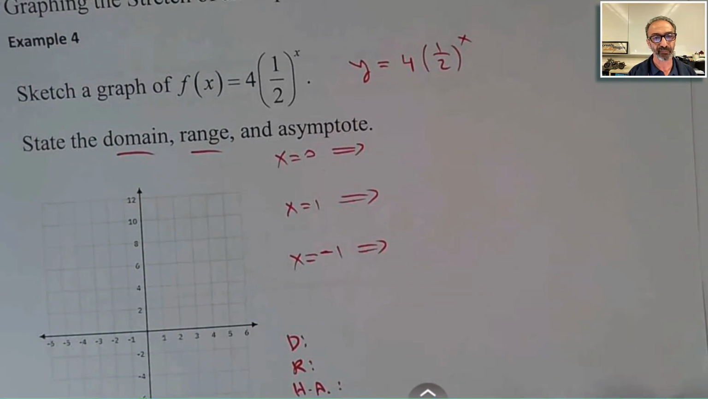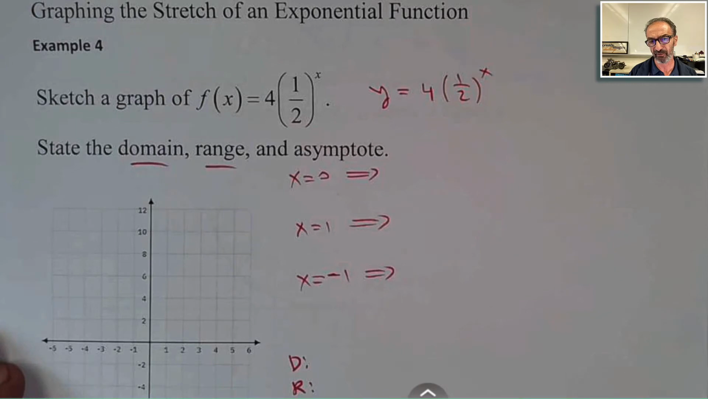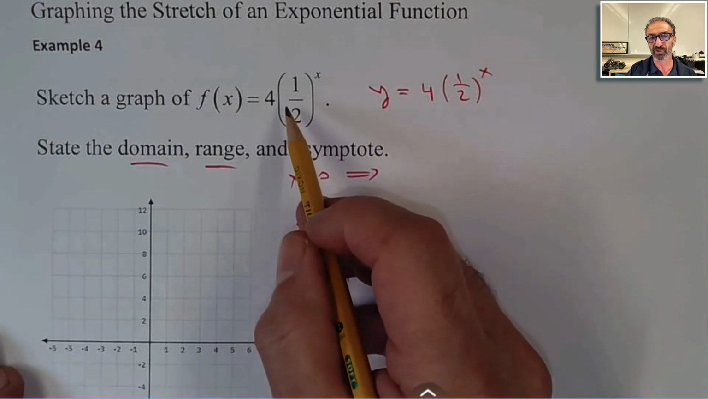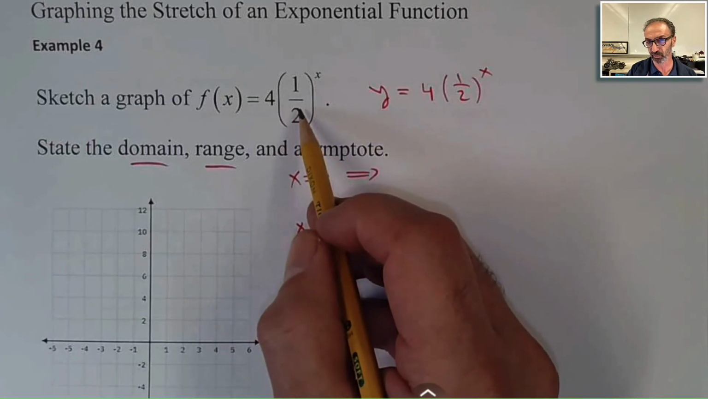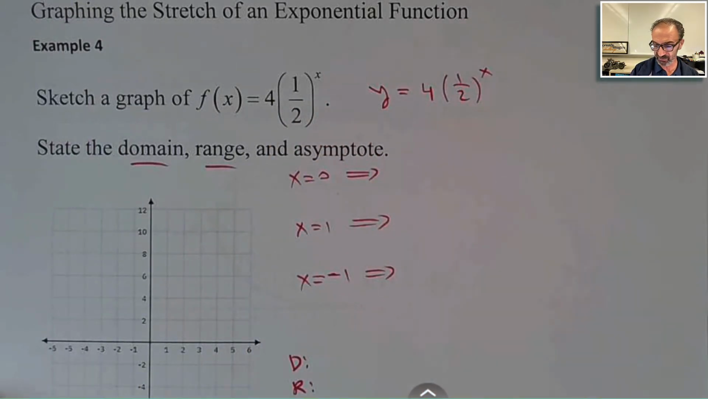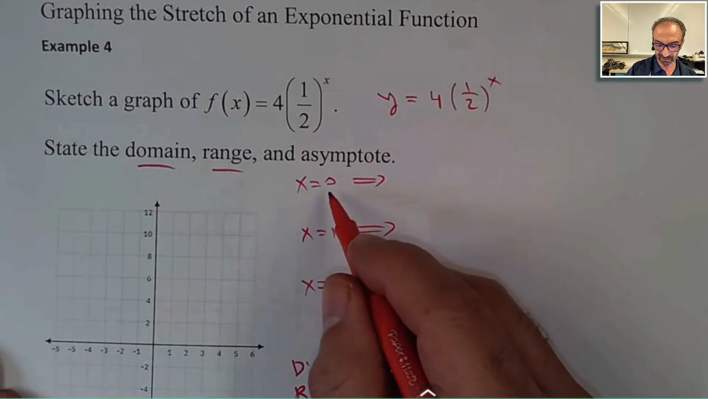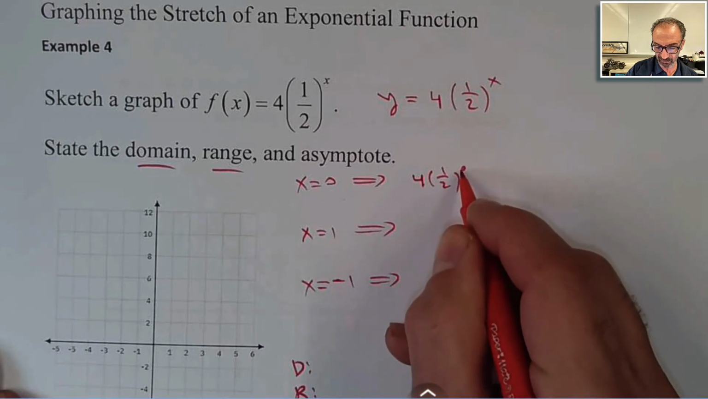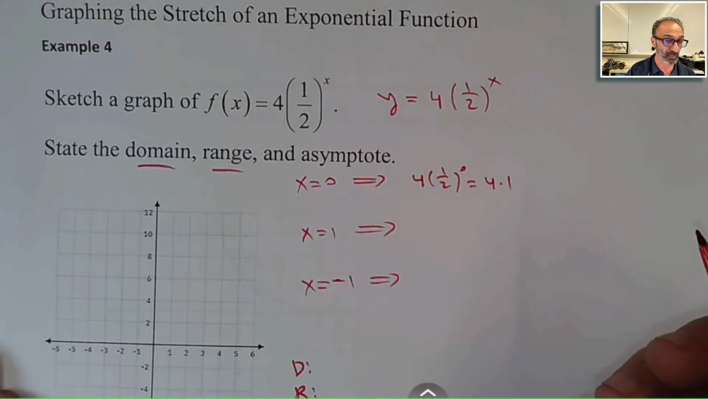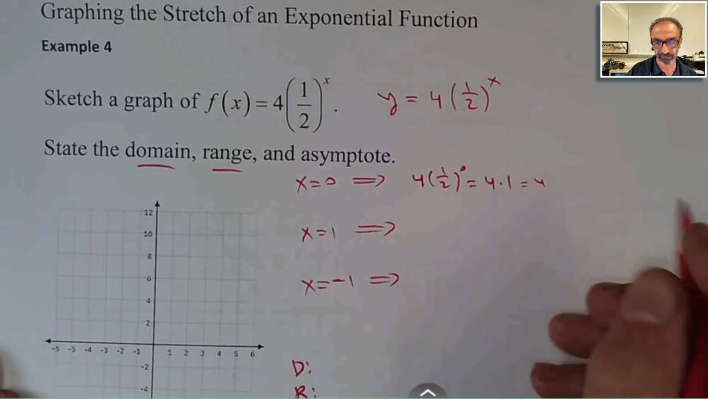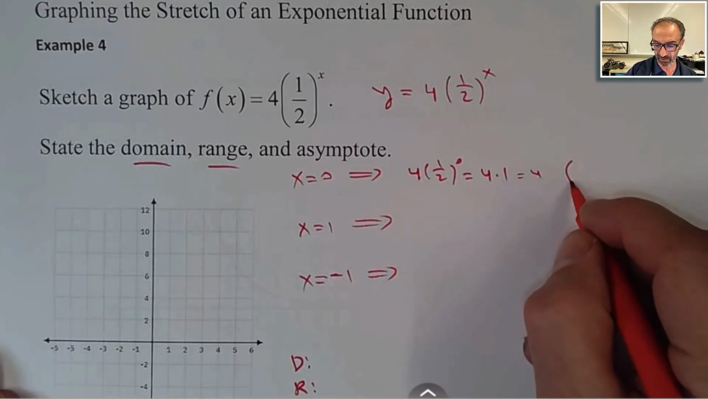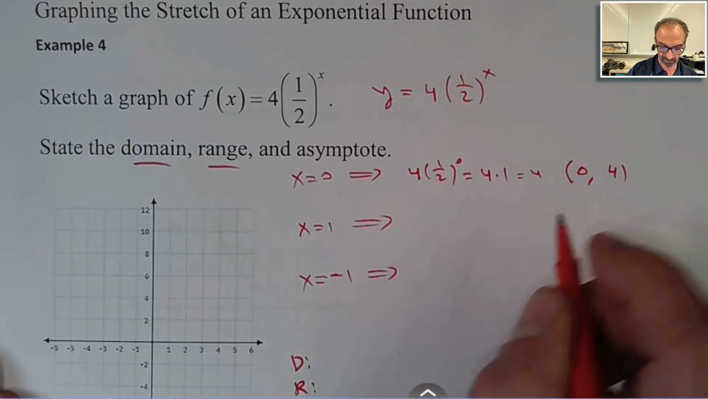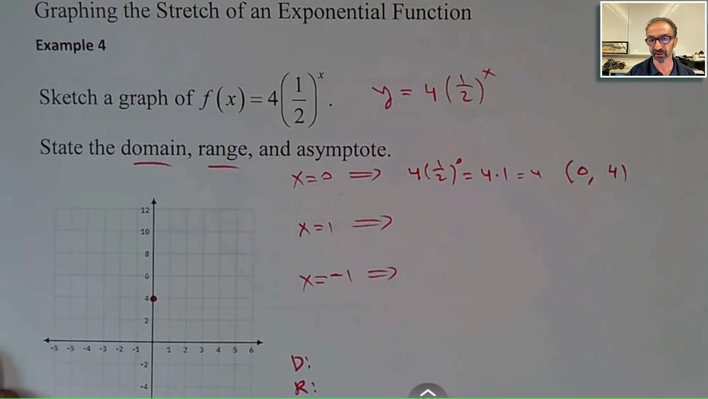Moving on. This says sketch a graph of f(x) equals 4 times (1/2) to the power x. As I mentioned earlier, it goes through (0, 1), and we've done this without the 4. With the 4, let's see what happens. Plug in 0: I get 4 times (1/2) to the power 0, which is 4 times 1. Anything raised to the power 0 is 1, which gives 4. So the ordered pair is input 0, output 4. Right there, it's not (0, 1), it's (0, 4).